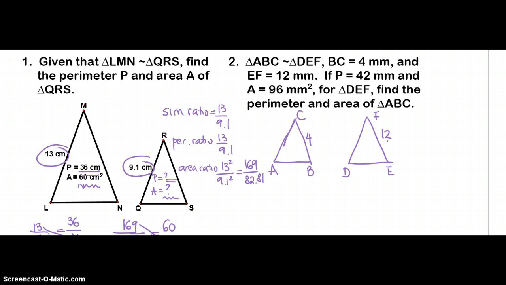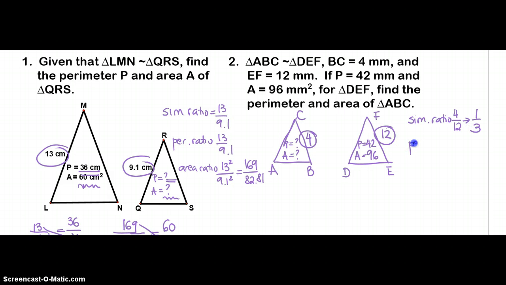Then it tells me the perimeter of DEF is 42. So perimeter equals 42. Area equals 96. Okay, then the question is to find the perimeter and the area of ABC. So perimeter equals question mark, area equals question mark. Okay, first thing we gotta find all three ratios. So similarity ratio is going to be 4 to 12, which reduces to 1/3.